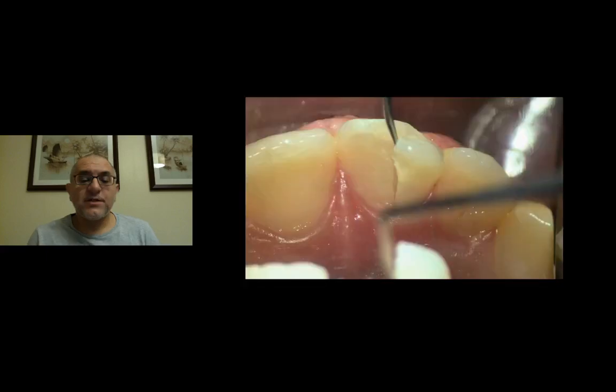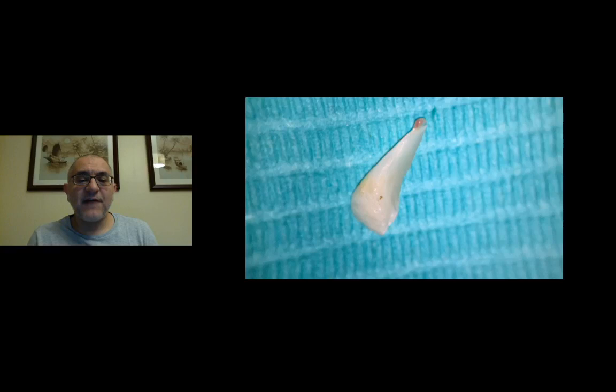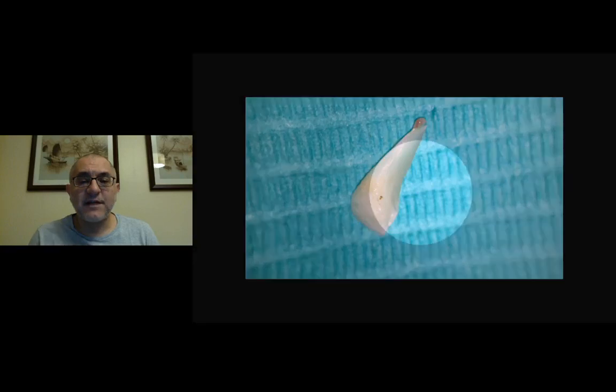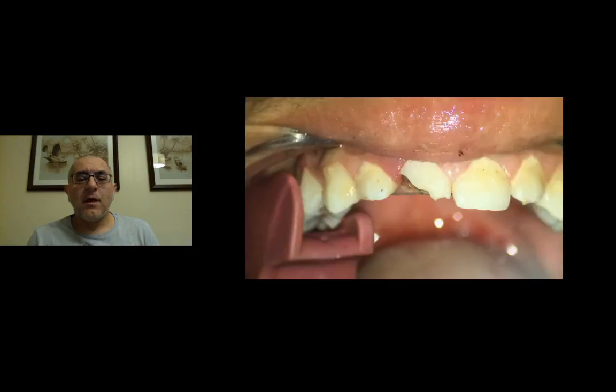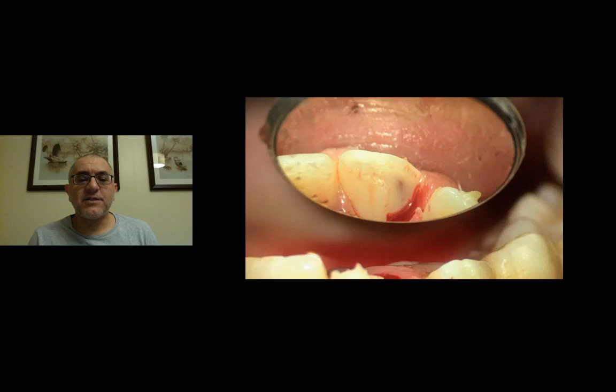And here you can see a palatal view. There is an attached fractured segment of the tooth. This is after removal of the segment. You can still see here a piece of attachment of periodontal ligaments still attached. So it was fractured slightly at the level of the bone. And this is after removal. And this is the incisal view. You can see shadow of the pulp here.